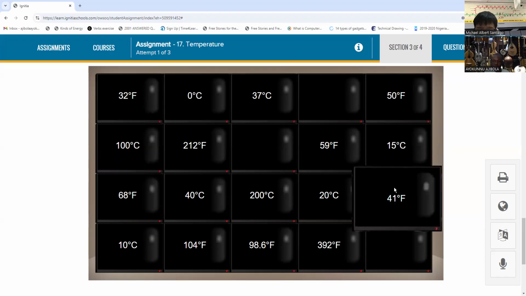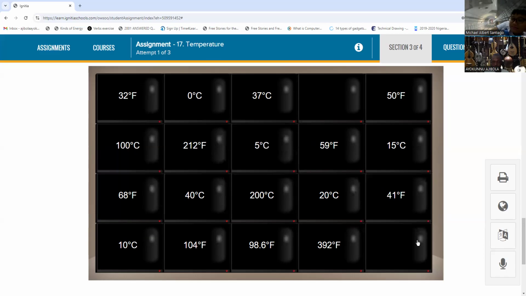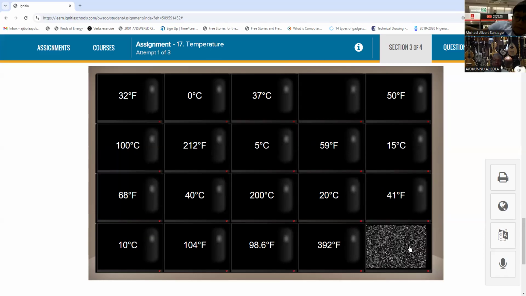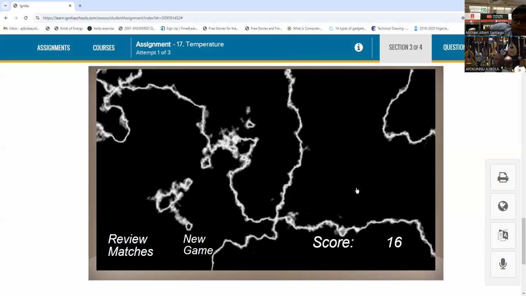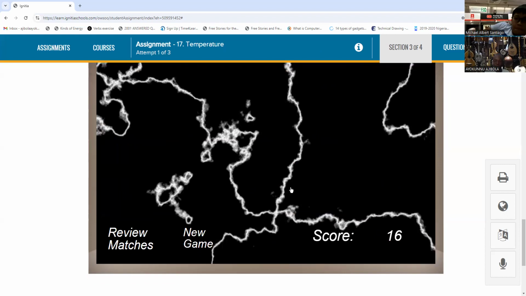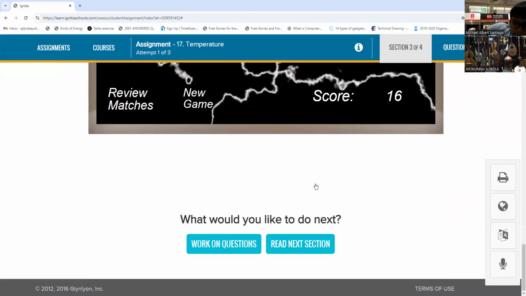Then let's check this one under. This is 41. Where did we see the one that gave us 41? That's 5 degrees C. So that means this should match this automatically. So this is 113 and this is 113. So you can see this, right? Yes. Okay. So let's go to the next session.